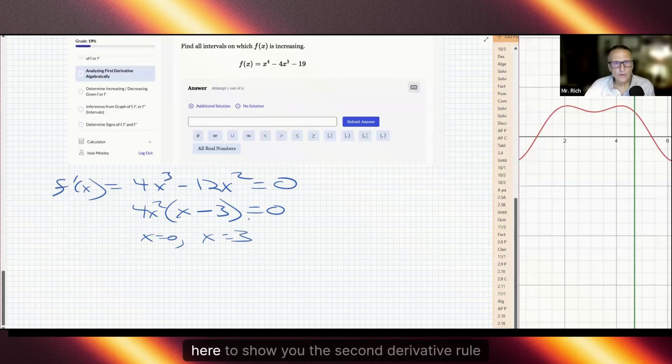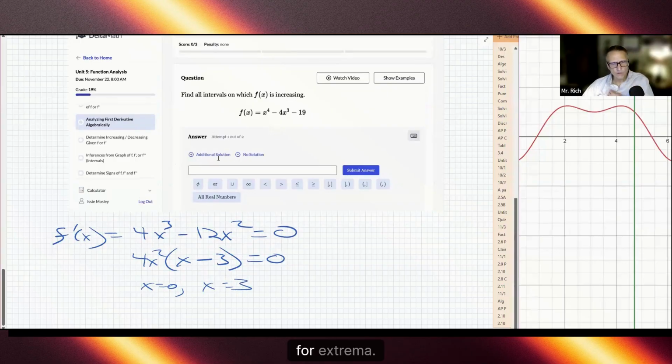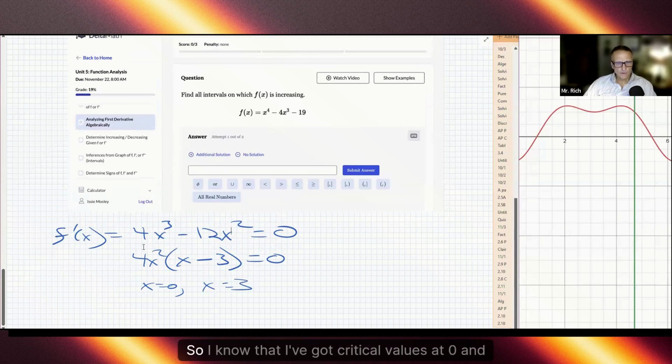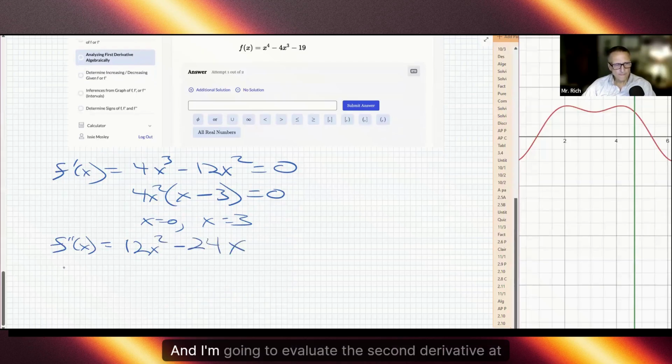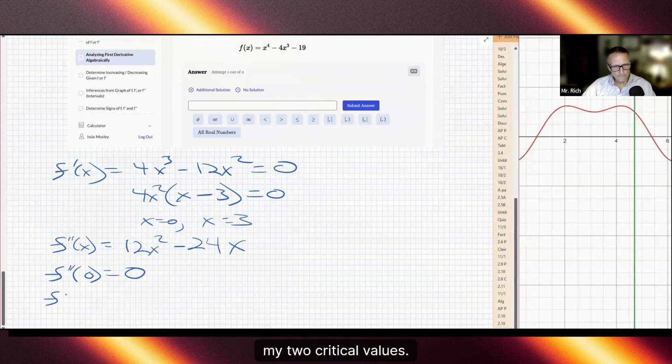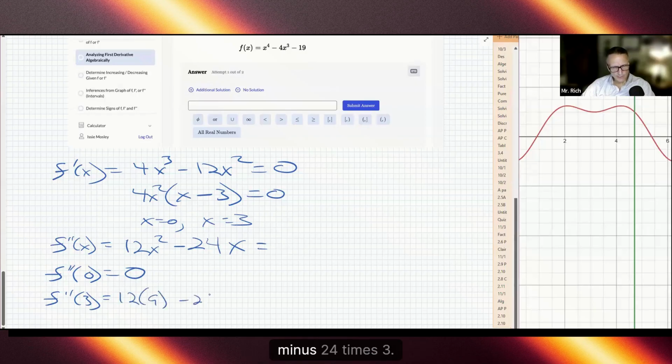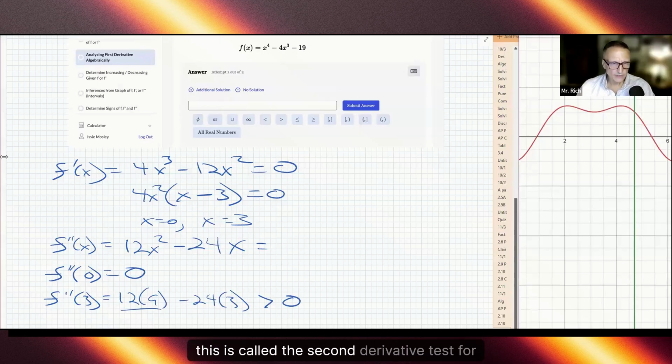Now I'm going to take this opportunity to show you the second derivative rule for extrema. This works really well for polynomials. I know I've got critical values at 0 and 3, so I'm going to take the second derivative, which is 12x squared minus 24x, and evaluate it at my two critical values. F double prime of 3 is going to be, I really just want to know whether it's positive or negative, so 12 times 9 minus 24 times 3. That's 108 minus 72, so this is positive.